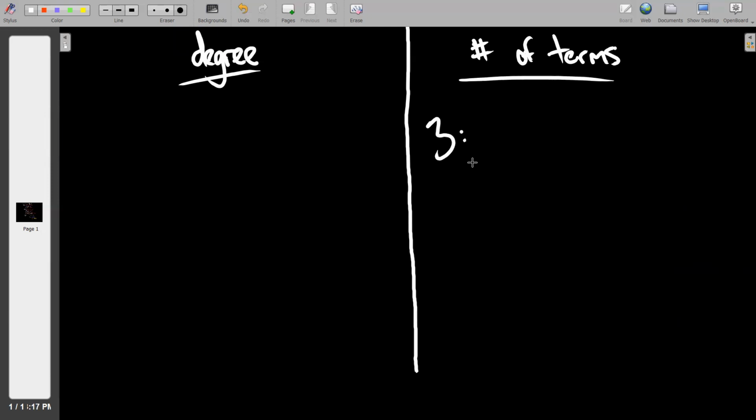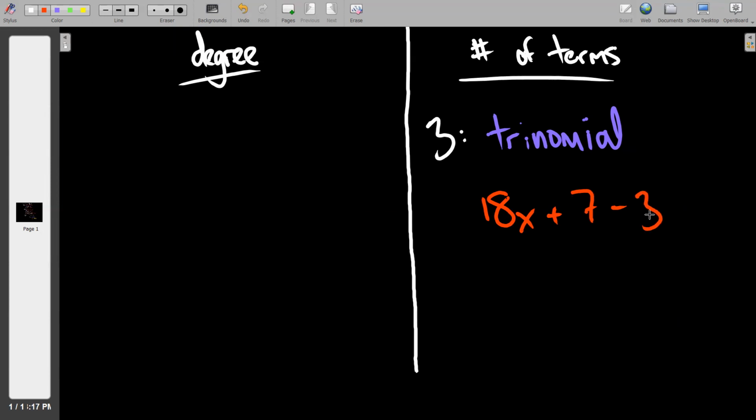So 3 is trinomial. Very good. And again, don't get too fancy when you think about this. Bottom line is you just need 3 terms. Okay, 18x is a great first term. Okay, plus 7. Minus, you can't do minus 3.